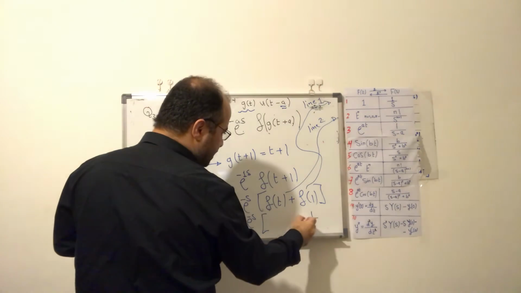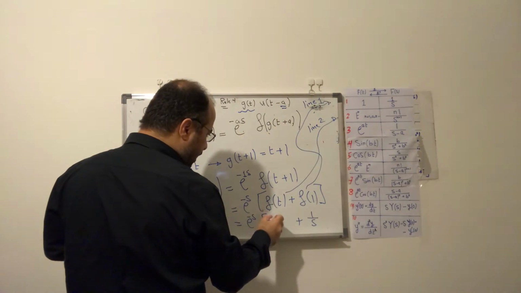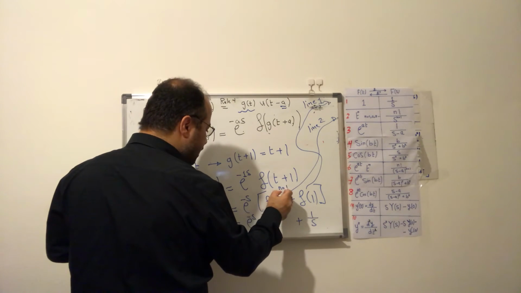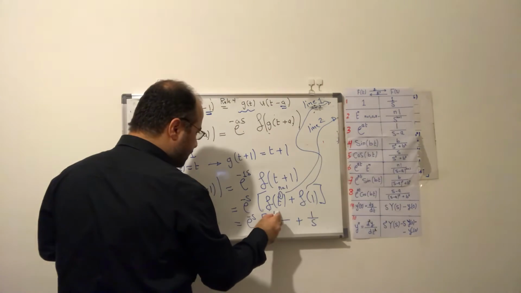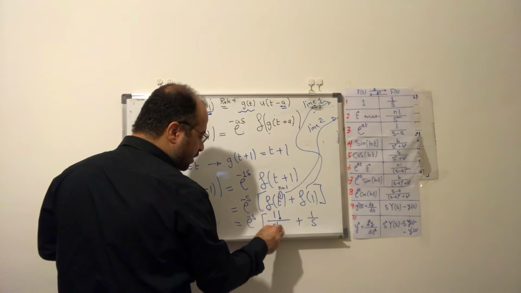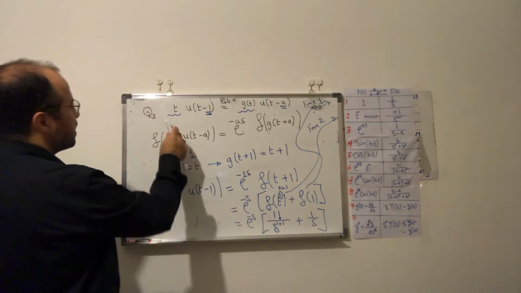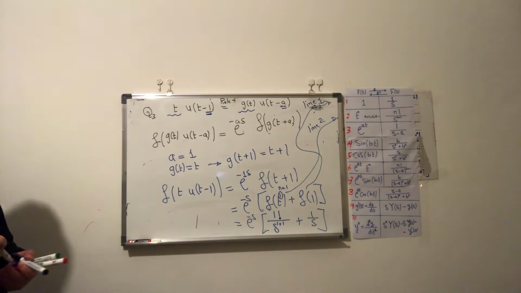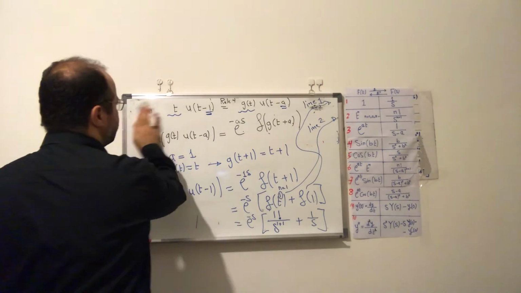Now from line 1, this is 1 over s, and from line 2, n is 1, so you get n factorial, 1 factorial over s to the power n plus 1, then 1 plus 1. Now you can simplify this, and you have the Laplace transform of that function, which is t multiplied by the Heaviside function shifted 1 unit. Next.